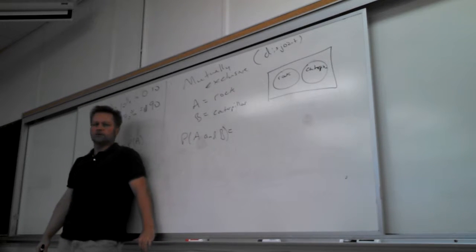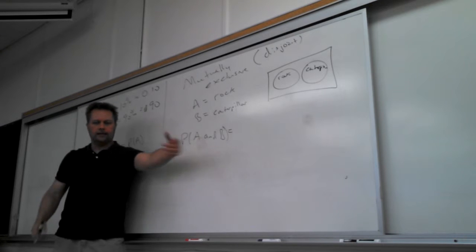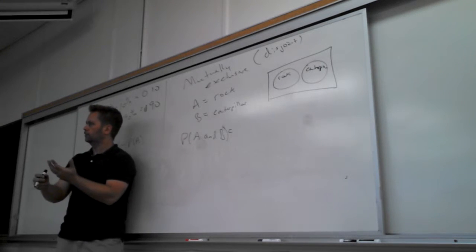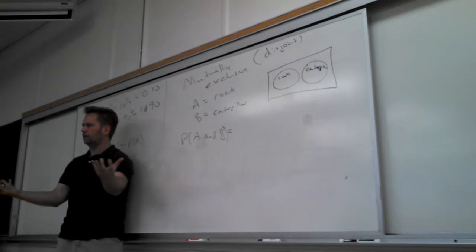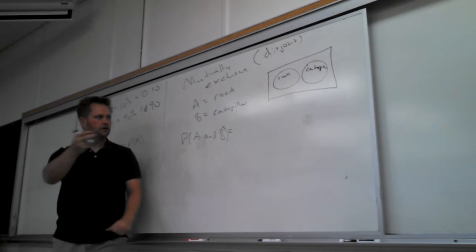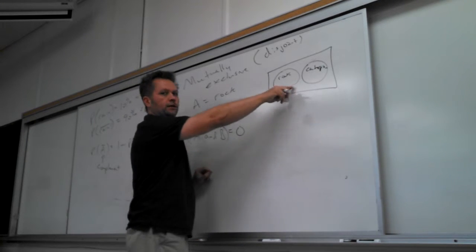Right? So what's the probability of rock and caterpillar? 0. I can't be doing that. That doesn't mean rock here and caterpillar there. This is, if I pick one thing up from the ground, let's say rock and a caterpillar at the same time. 0% chance. There's no overlap.